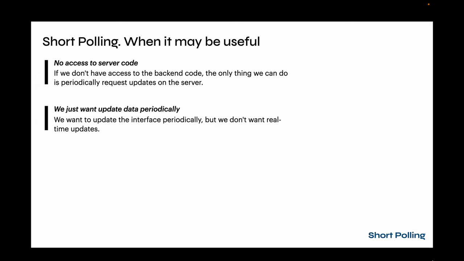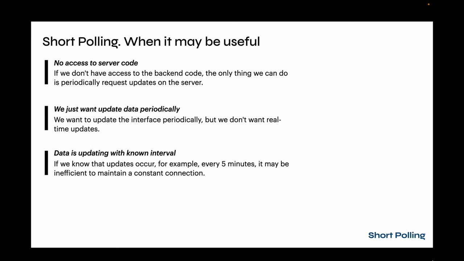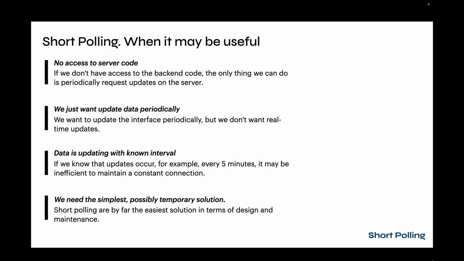When we simply want to update data periodically and don't need real-time updates, this is a relatively common business requirement. When data is updated at known intervals, like every 5 minutes, using a persistent connection might be inefficient and short polling can be very effective. And if we need the simplest, possibly temporary solution, for instance, if we lack developer resources or are unsure how a part of the app will evolve, we need the simplest and most cost-effective solution.